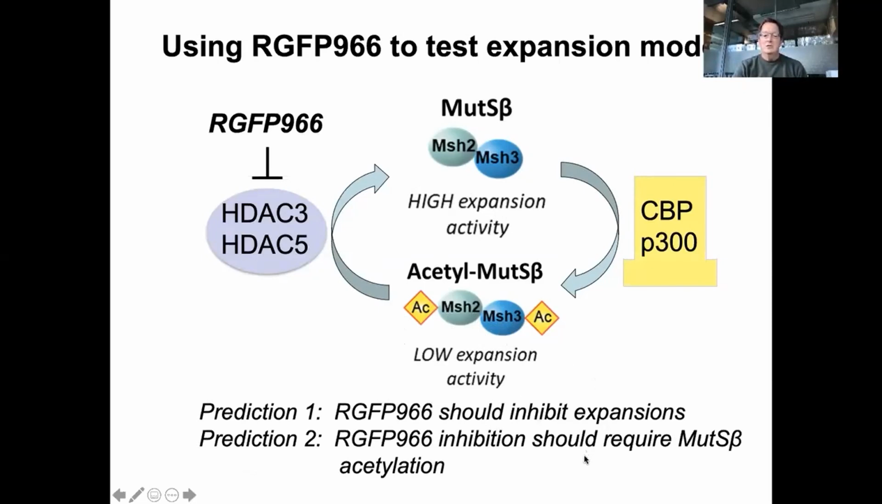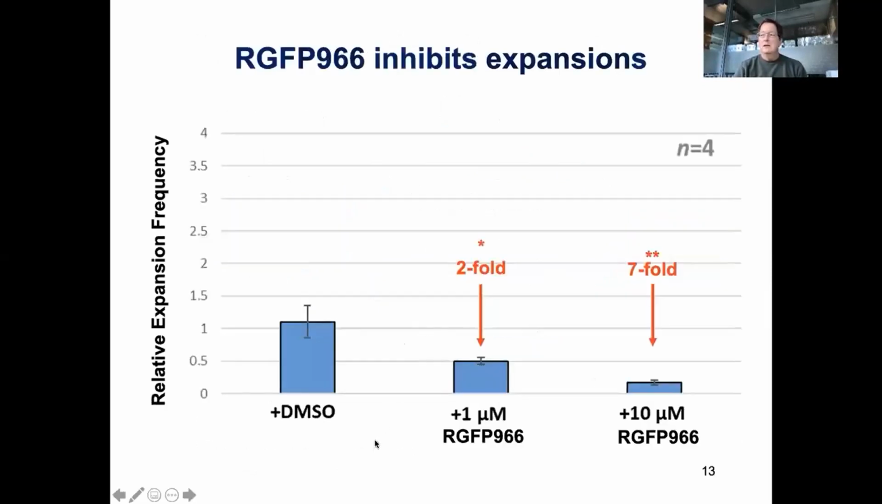So how do we test those two predictions? Well, the first one's easy. Greg simply did expansion assays in the presence of increasing doses of RGFP966. And you can see particularly on the right that we can block about 85% of all expansions at the higher dose of the inhibitor. So that looks promising. What about, how can we then prove that HDAC3 is working on mu-beta?